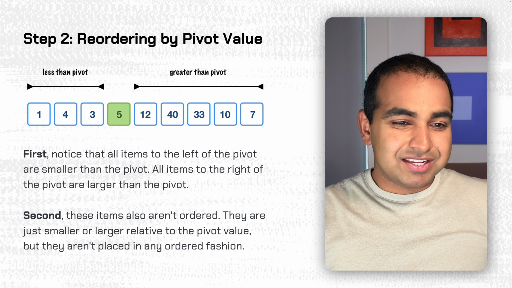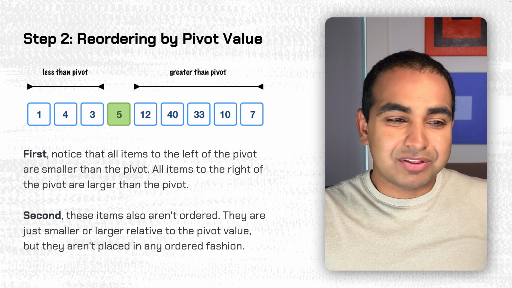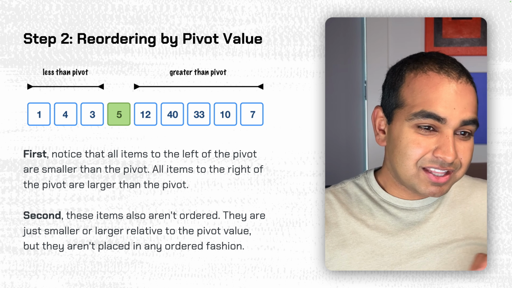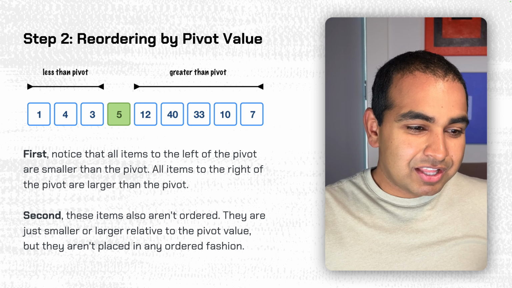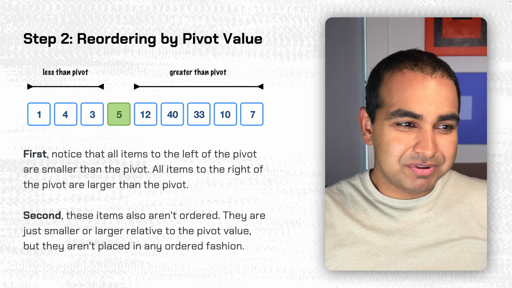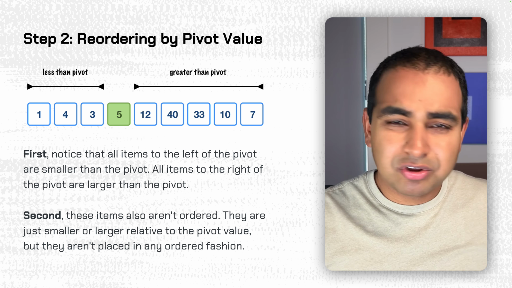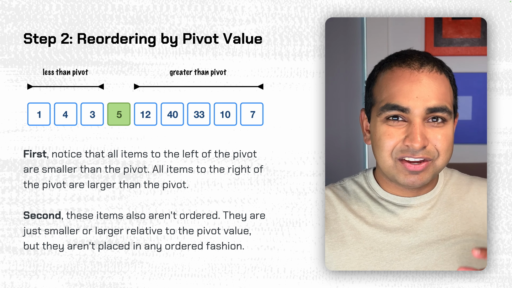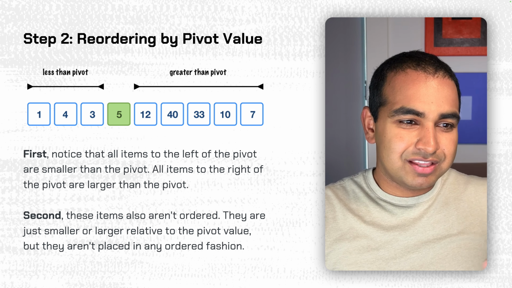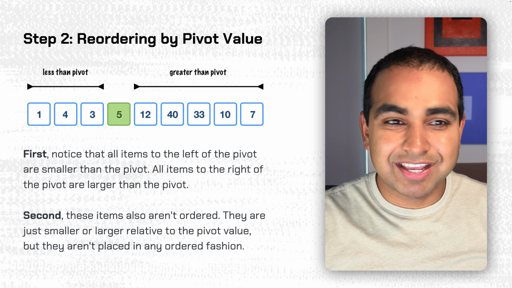The important detail is that the relative size of the items now follows the pattern. Less than 5 left, greater than 5 right. That's the first thing to notice. The second thing to notice, and it's actually pretty important, is that these items aren't ordered. They're just smaller or larger relative to the pivot value. We're not saying that 1, 4, and 3 are in their ordered position. No, they're unordered. The only truth that we have right now is that all the values we see to the left of 5 are going to be less than it. All the values we see to the right of 5 are going to be greater than it.